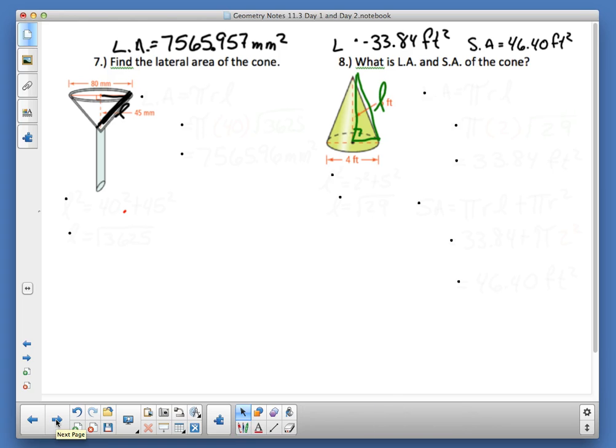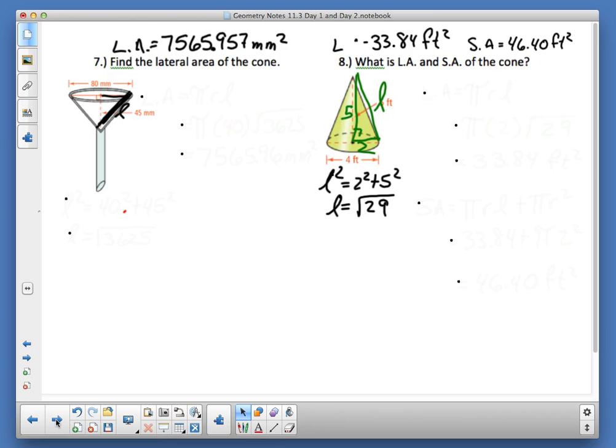I know that half of 4 is 2, that's my radius, and this height is 5. I'm going to use those two things with the Pythagorean theorem to help me find slant height, which is the square root of 29. 4 and 25 makes 29. I've got to find their square root.